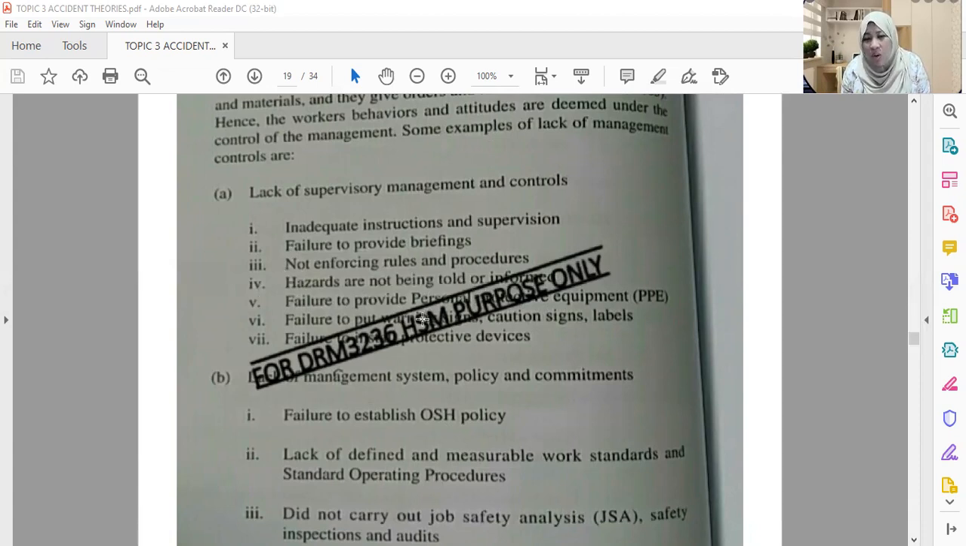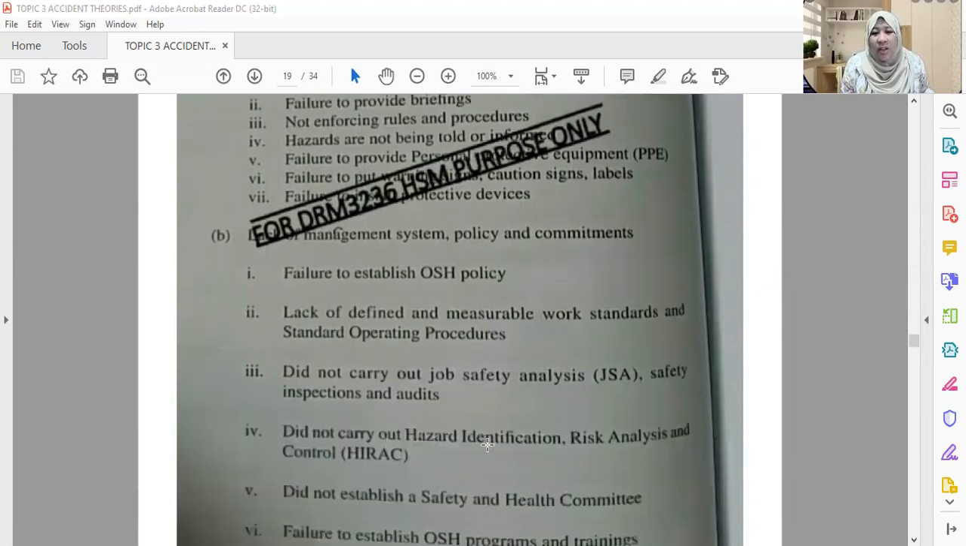Okay, management wrongs. Failure to provide personal protective equipment: you don't give the facilities on how to perform the job, and you are not giving them the PPE. Failure to put warning, caution signs and labels, not even bothering with a piece of paper to write down that this is a risk, do not enter. So you're not even bothered about that. And then failure to provide protective devices.